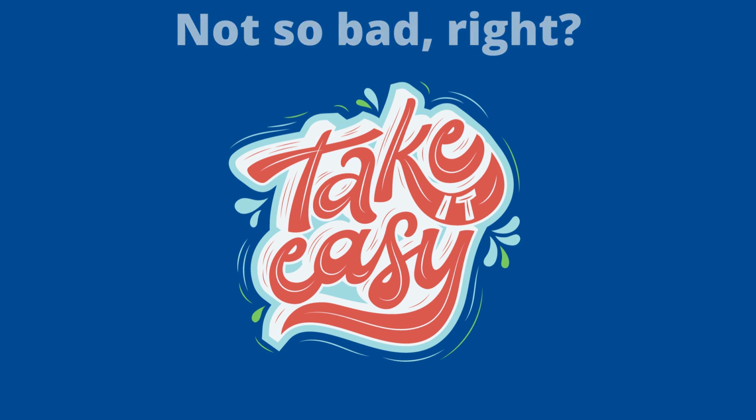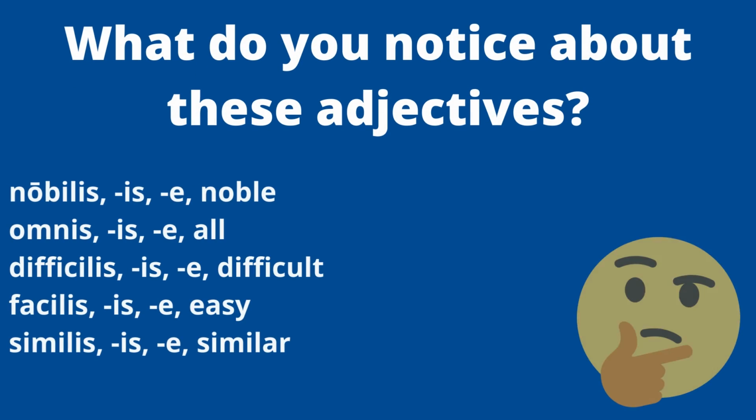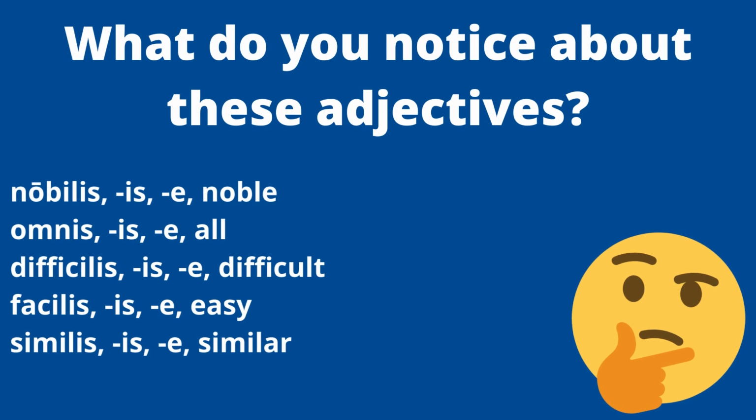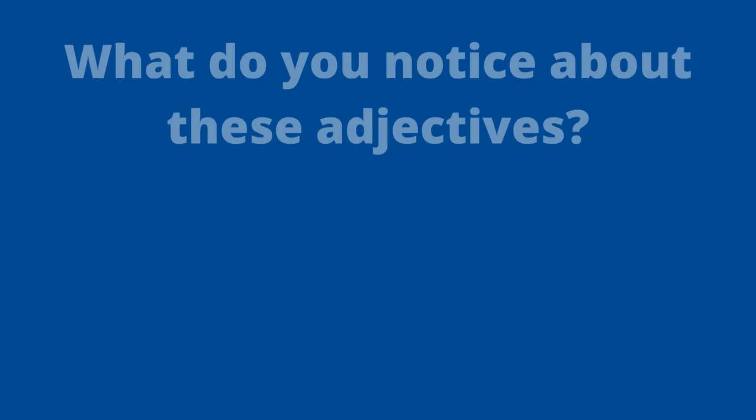This is pretty straightforward. The unfortunate thing is there's more, all right? So don't panic, but there's more than just those -us, -a, -um adjectives. Let's take a look, okay? What if I give you this group of adjectives? What do you notice about them, okay? So we have nobilis, which means noble, omnis, which is all, difficilis, which means difficult, facilis, which means easy, and similis, which means similar, okay? What do you notice about these?